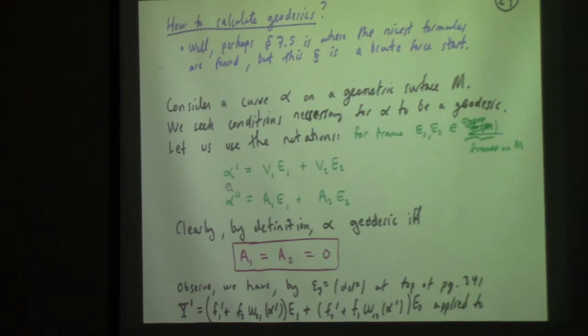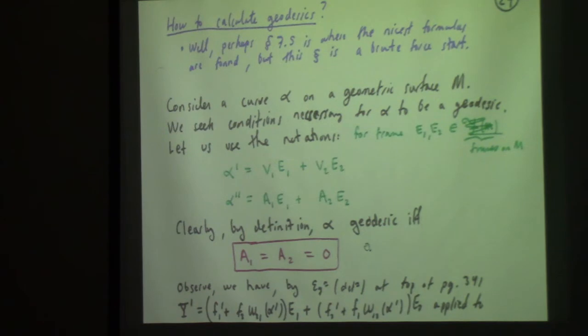Basically, we have the derivative alpha prime for a curve on a geometric surface. Well, we have two functions, v1 and v2, right? v1 e1 plus v2 e2. That gives us the velocity. And then alpha prime prime, you've got a1 and a2, the components of the acceleration with respect to the frame e1 and e2, right? And so the definition of geodesic was that the covariant derivative of the velocity field, namely alpha prime prime, is 0. So since e1 and e2 are independent, that means that both a1 and a2 must be 0 for a geodesic.